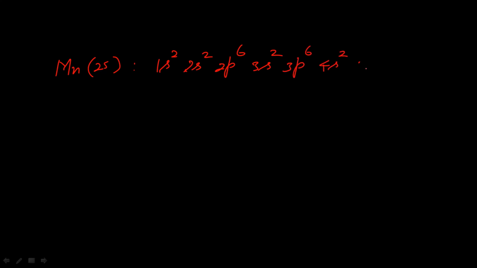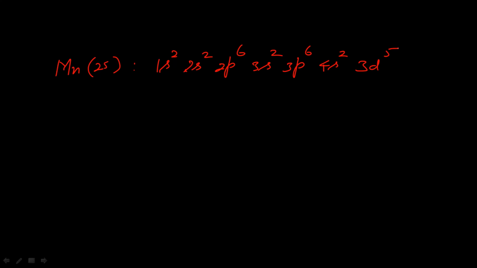Suppose I am talking about manganese, atomic number 25. It will be 1s2, 2s2, 2p6, 3s2, 3p6, 4s2, 3d5. 4s2 is filled first, and then 3d5 is filled as per the above principle. I'm not explaining it; you can draw the diagram to understand it, but that is 11th grade.